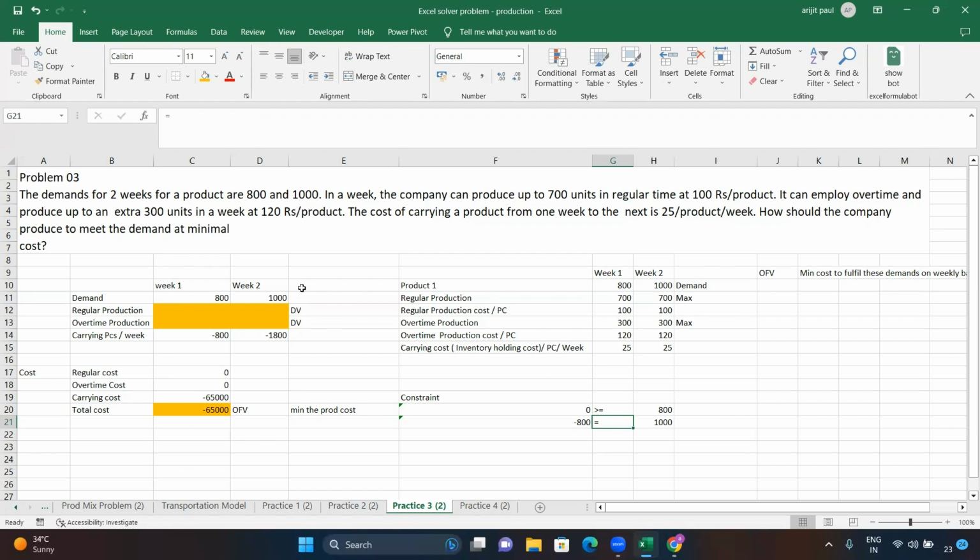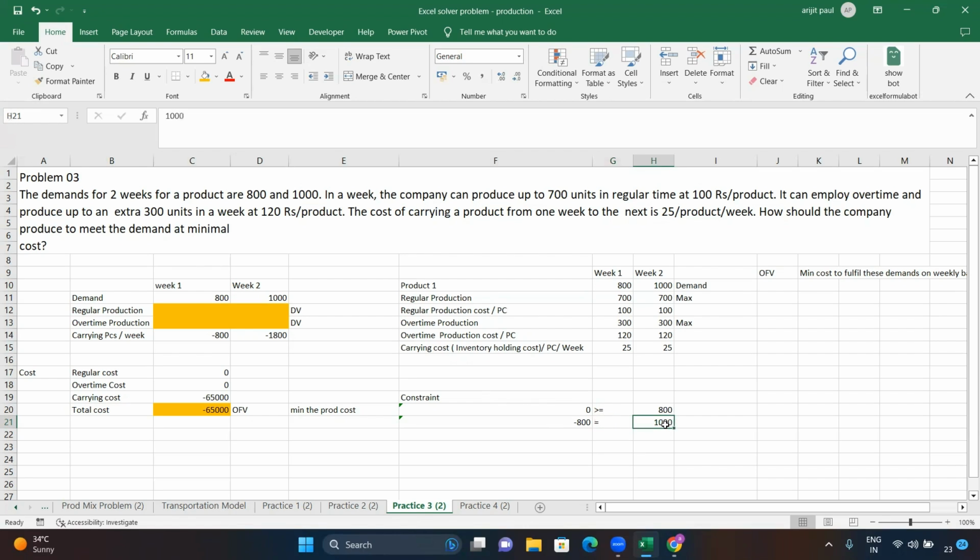Why? Because we do not know whether we need to produce anything for week 3 or week 4 or not. So that is not very clear in the problem statement. So that is why we are only considering that we need to focus our production planning based on this problem statement. And as per this problem statement, we have only 2 weeks, week 1 and week 2. So that is why I have mentioned here equal to. Otherwise, if the problem statement said that we need to do the production planning for week 3 or week 4 or something like that, then definitely we can mention here greater than or equal to 1000.